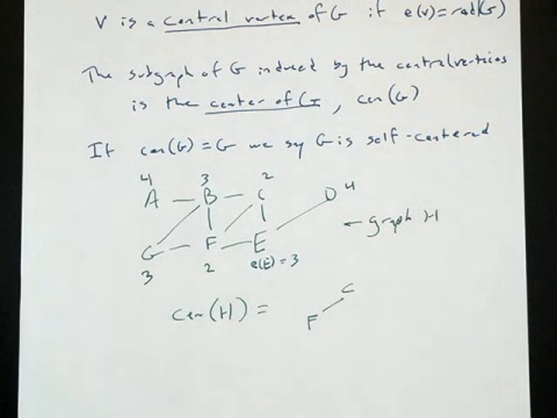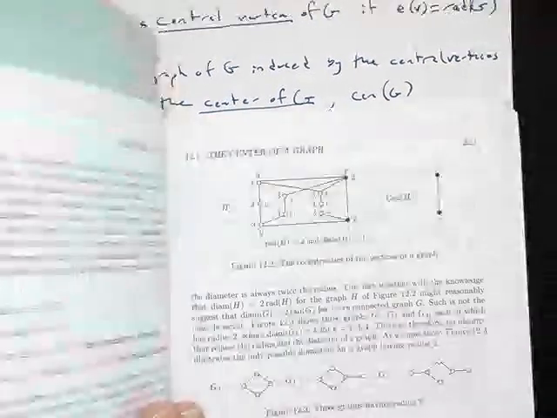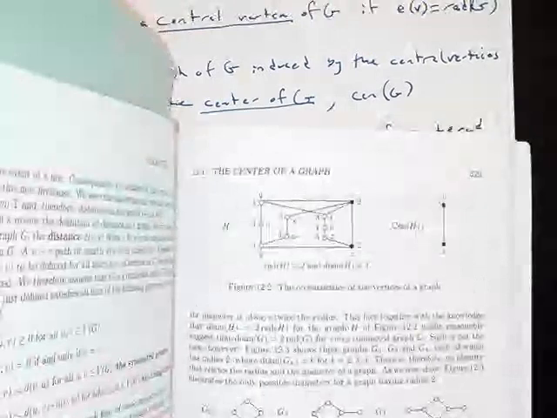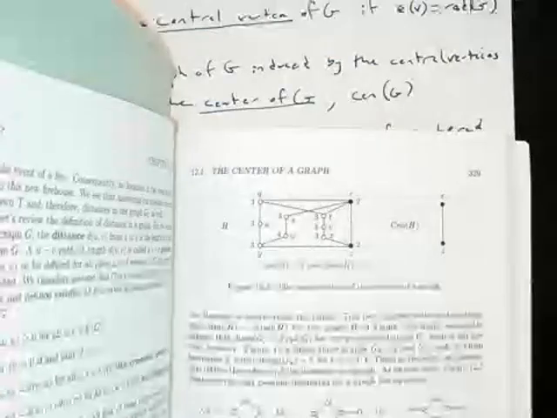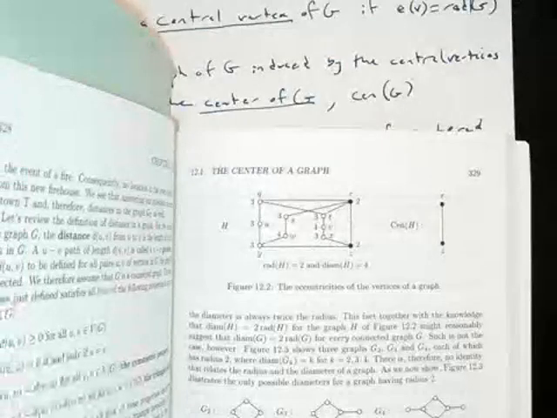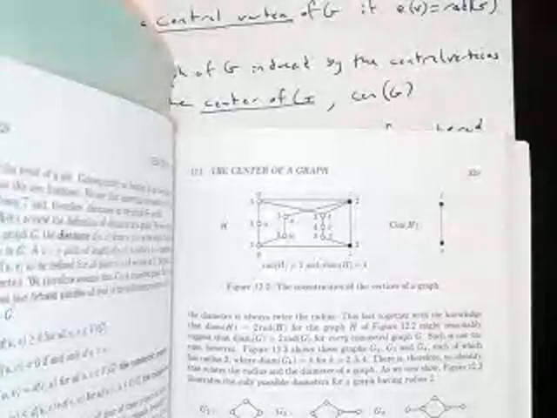Now, I deliberately did this example because I stole it from a different book. That one's not in our book. But in our book, we have this picture. And they've already laid out all the eccentricities. And so we see the center are those 2 black labeled vertices over there, both with eccentricity 2.